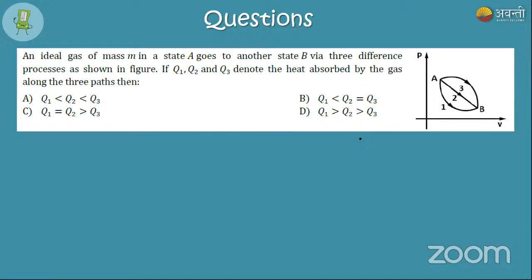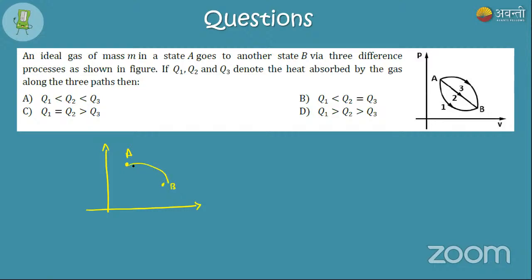It's more of a simple idea. What's happening here is there are 3 processes, and you should be very careful about this concept. This question needs to make you understand internal energy. All the 3 processes start from point A and end at B.